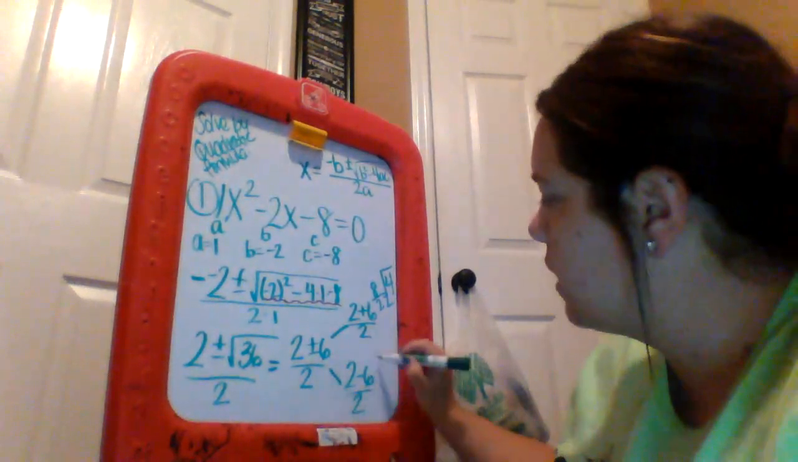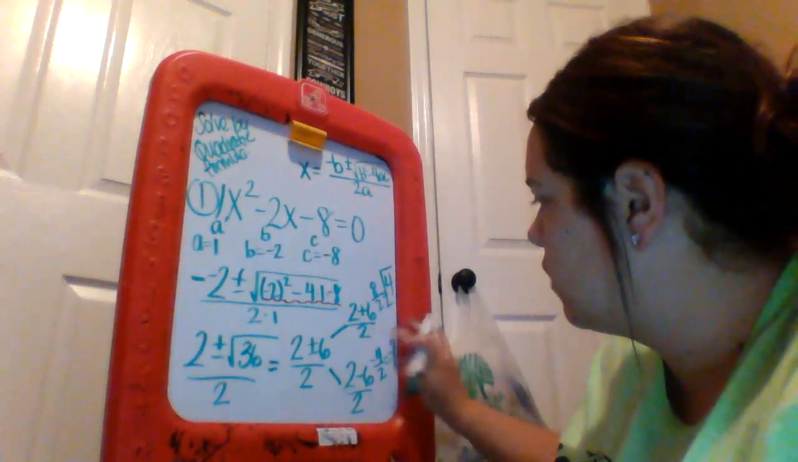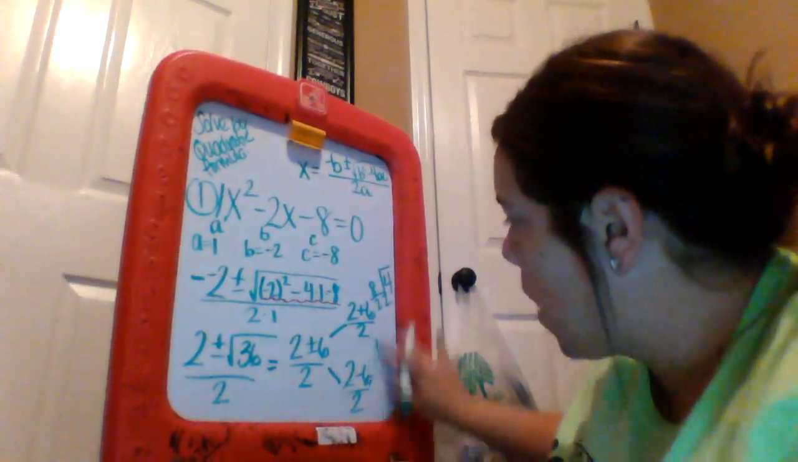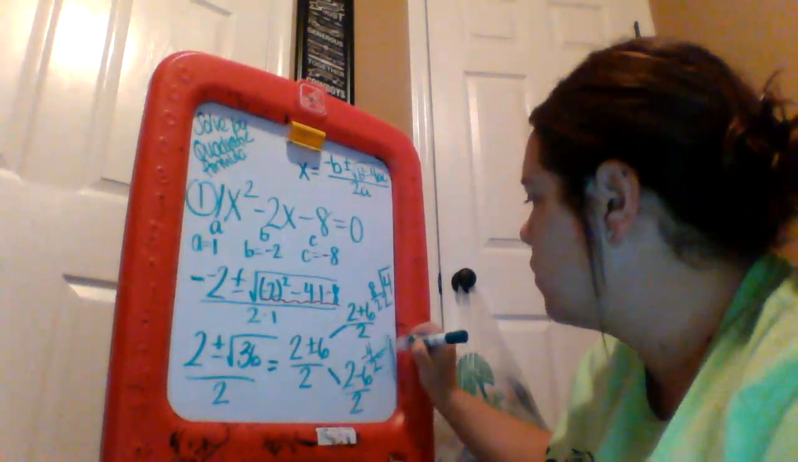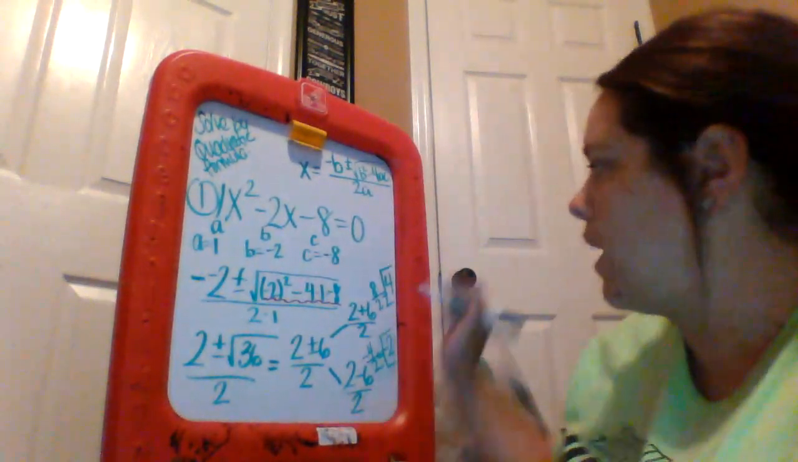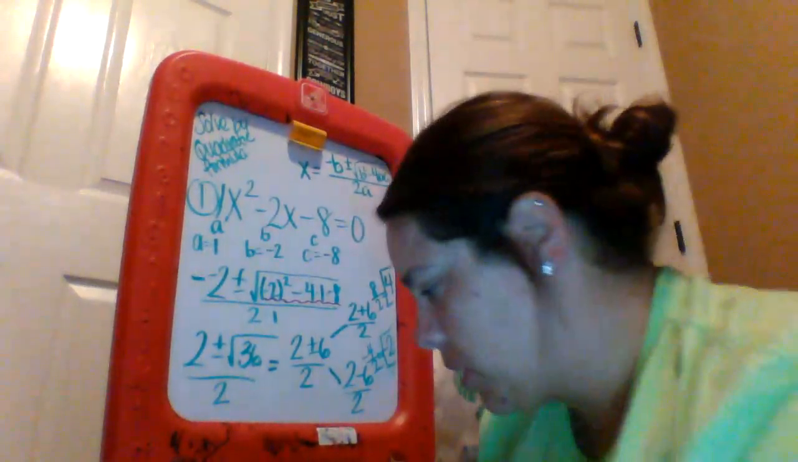And this one, 2 minus 6, that's -4 divided by 2, which is -2. So my answers are 4 and -2. All right, we're going to do another one.